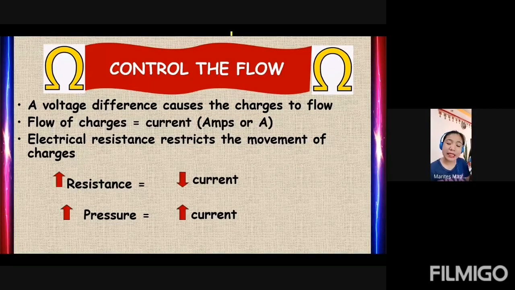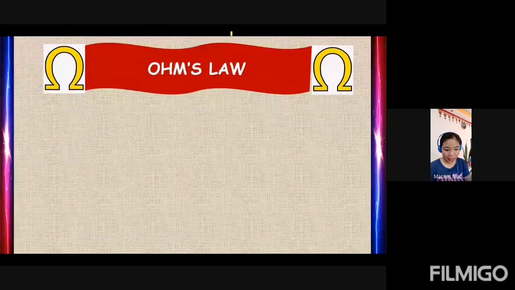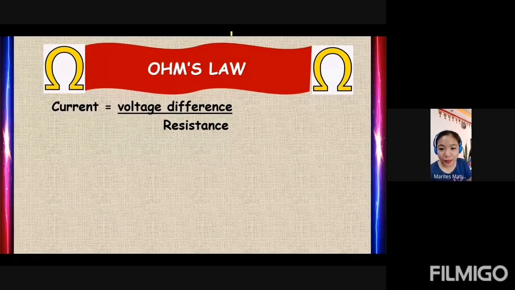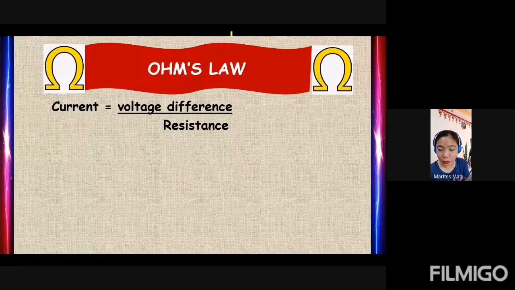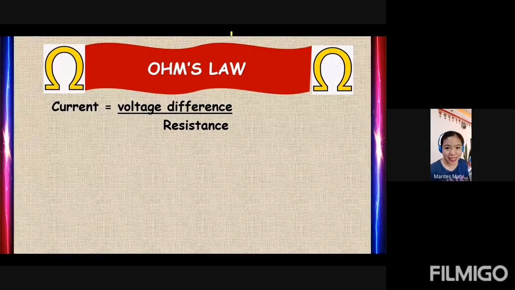Okay, so comparing resistance and current, they are indirectly proportional or inversely proportional. Comparing the relationship of pressure and current, they are directly proportional. Okay, so that's voltage difference. Okay, so meron tayong tinatawag dito na Ohm's Law. So it states that current is directly proportional to voltage difference and inversely proportional to resistance.